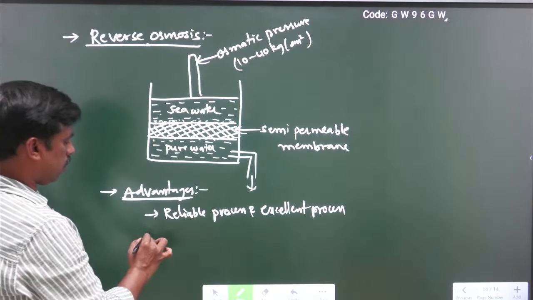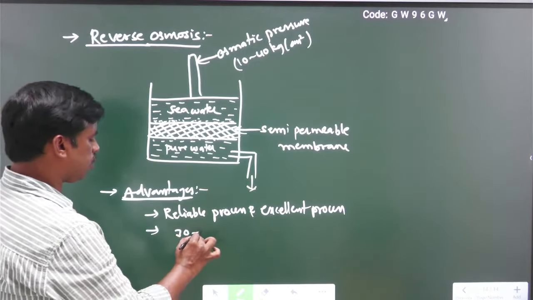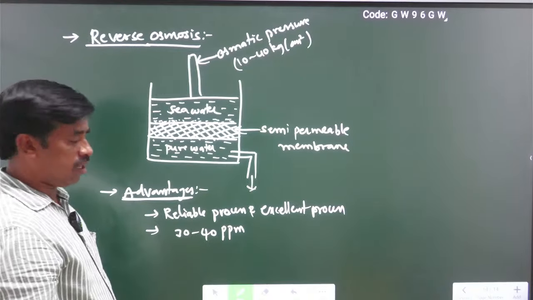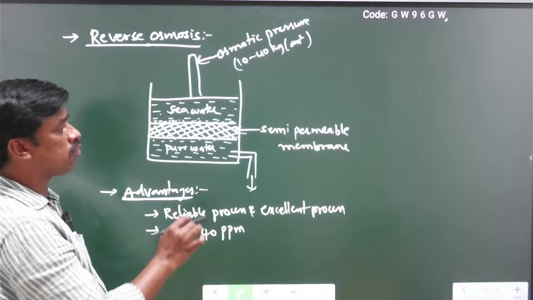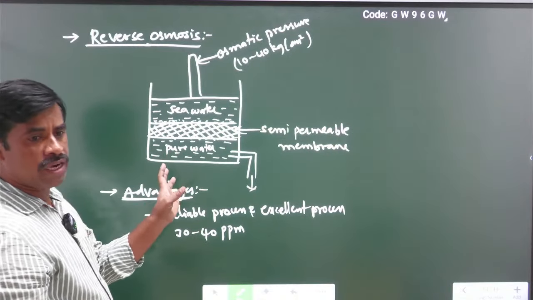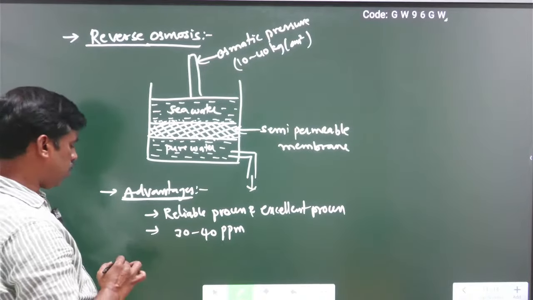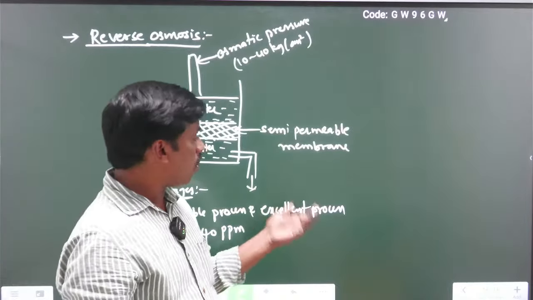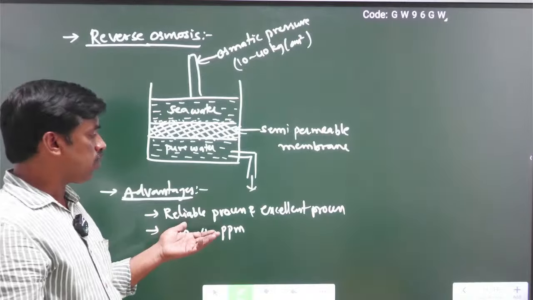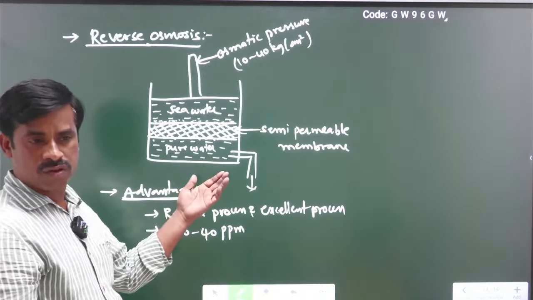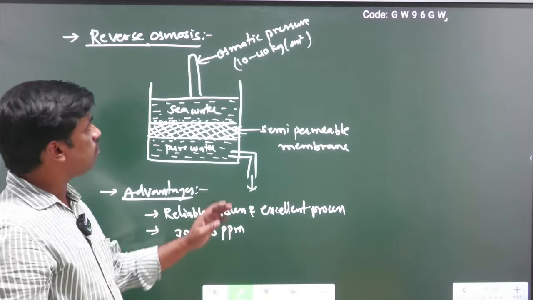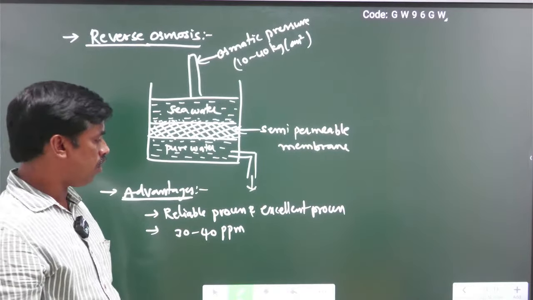After purification we get only 30 to 40 ppm hardness, which is permissible hardness only. Heavy chemicals are not required here, and except external pressure nothing is required, and a skilled operator is also not required. The disadvantage is that mostly some water is wasted in the drain. Water is a natural source, and during the purification process the same amount of water that is purified is wasted in the drain. Except for that disadvantage, everything is okay. This is the reverse osmosis process.